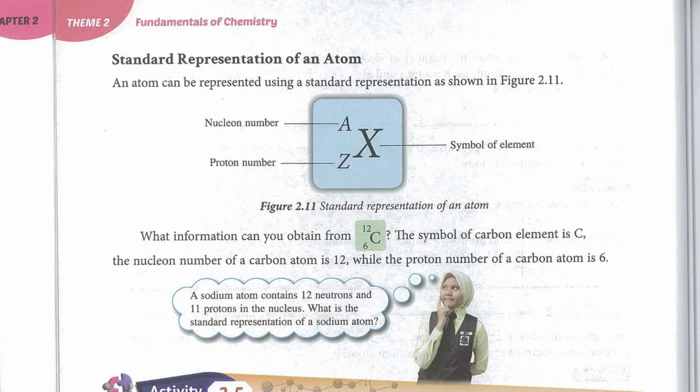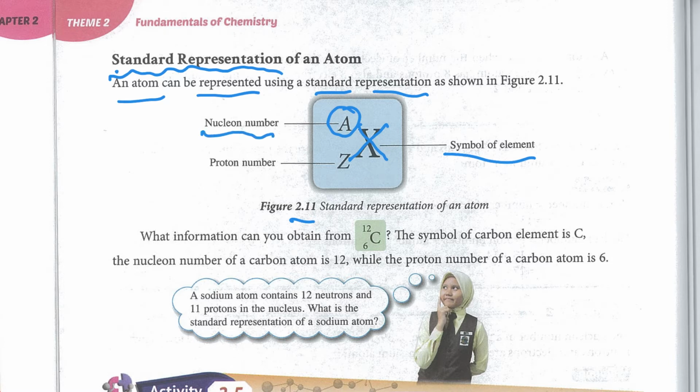Okay class, now that you have learned about atomic structure in an atom, we are now going to focus on the standard representation of an atom. An atom can be represented using a standard representation shown in figure 2.11. We write the symbol of the element in big size like this, and on the top left of the symbol of the element, we put the nucleon number, and at the bottom left, we put the proton number. This is how we represent an atom.